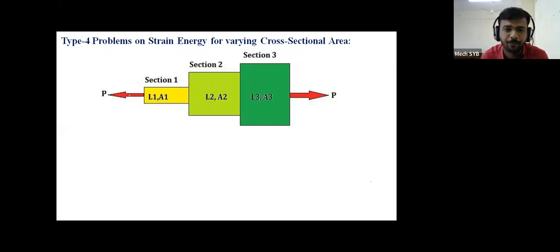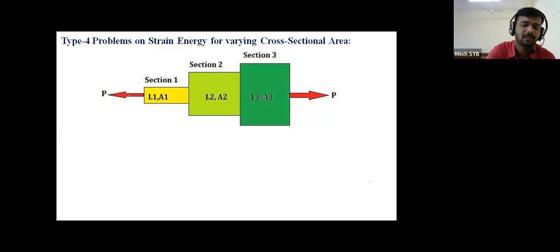In impact loading also, one vertical rod is there, its cross-sectional area is given as a diameter, its length is given, and we are calculating the stress induced in that particular bar, or the strain energy stored in the bar, and the elongation of the bar. Means only one cross-sectional area is there, and that single cross-sectional area is subjected to the external load, and accordingly we are calculating the stress, strain energy, and the elongation. But here, this type number 4 is totally related to the same concept, but the structure is different.